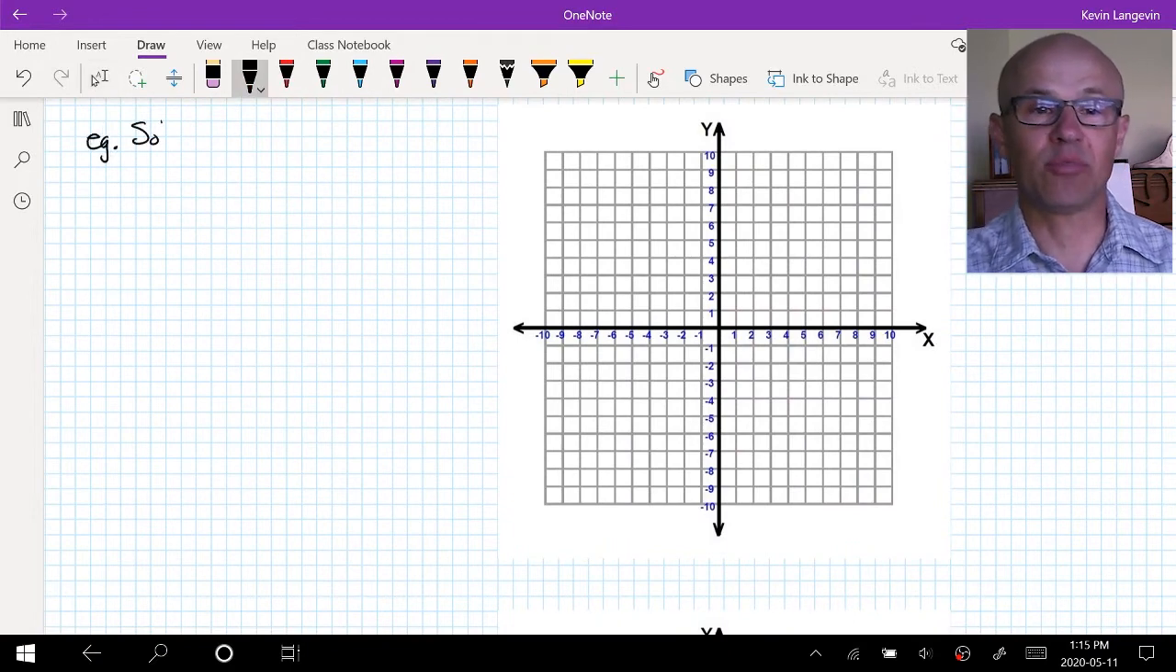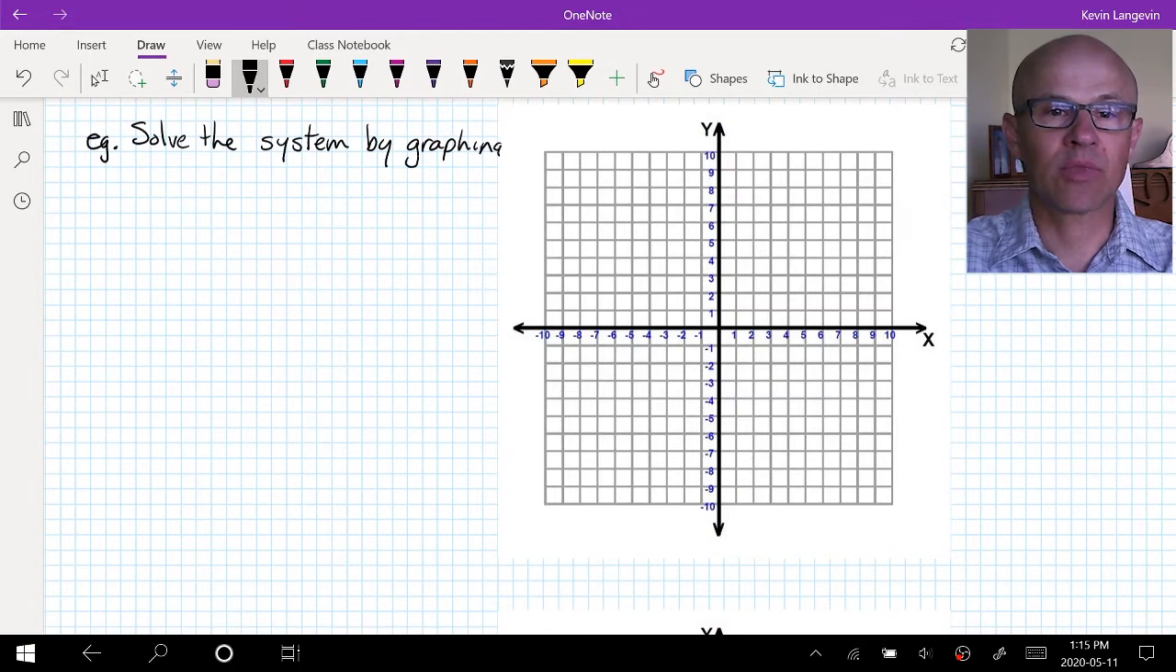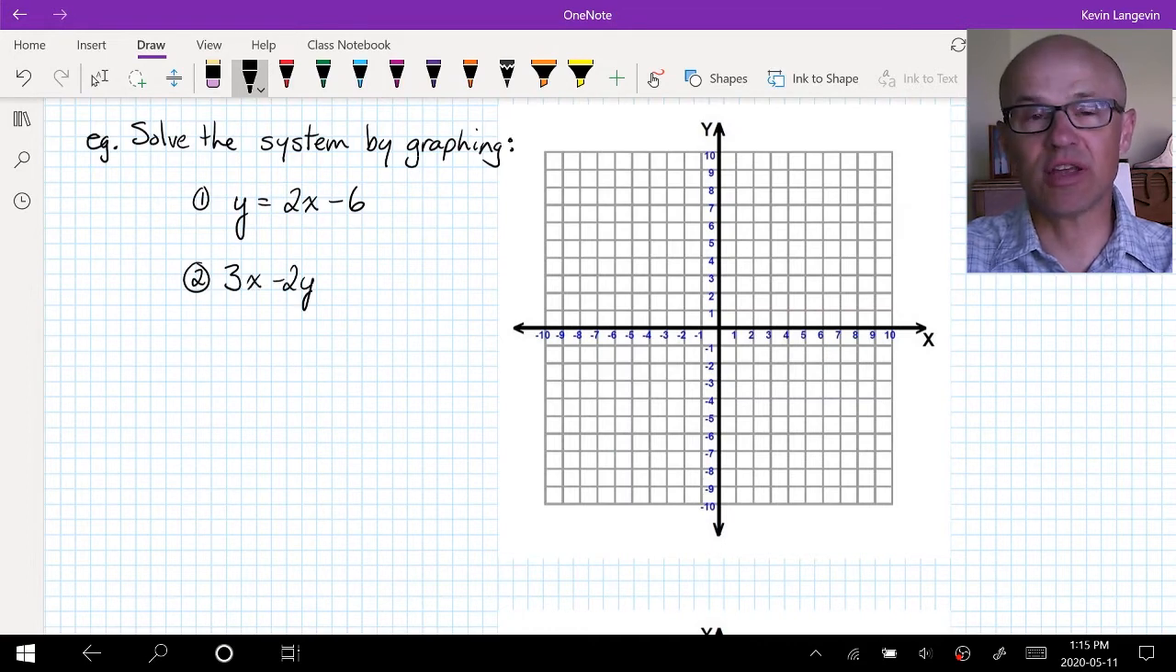Let's look at another example. So we're going to solve the system. We're doing it by graphing, and as we get through this entire chapter, there's actually 3 different methods to do it, and you will be responsible for all 3.